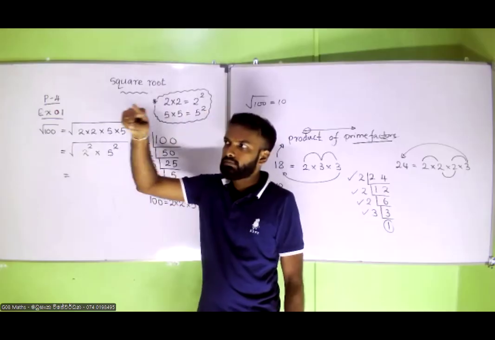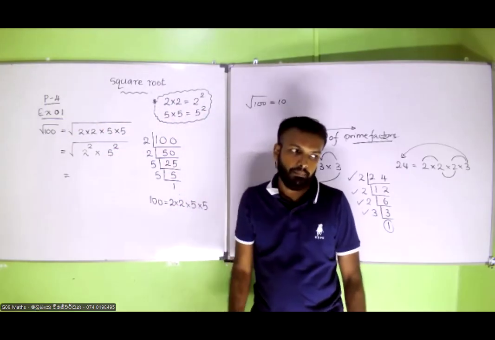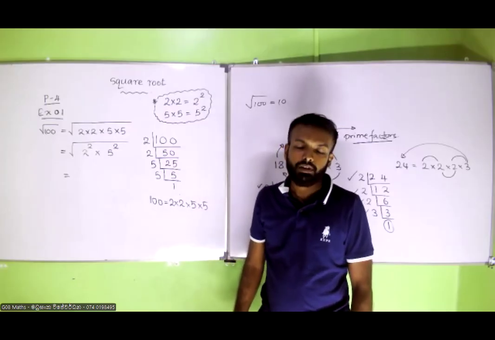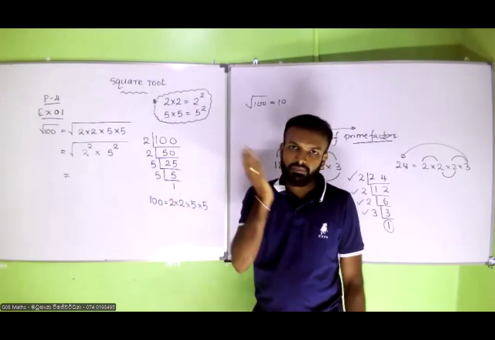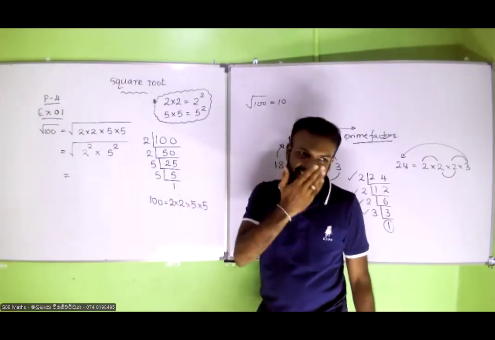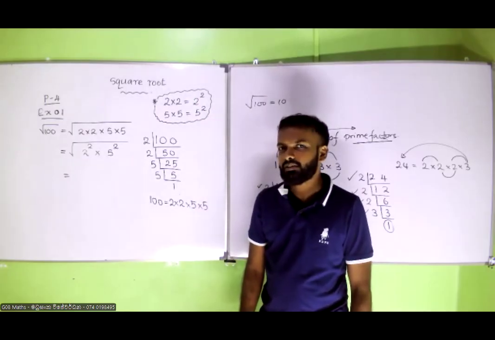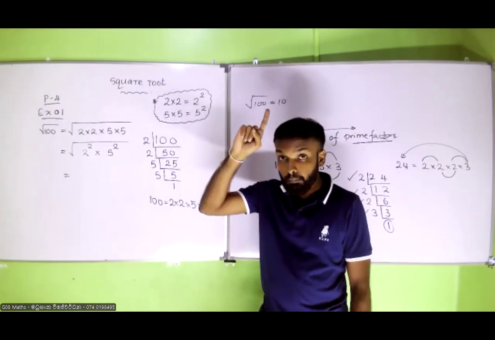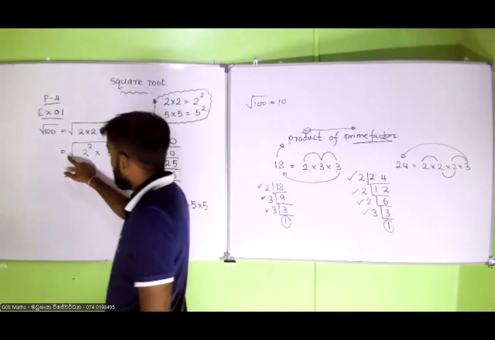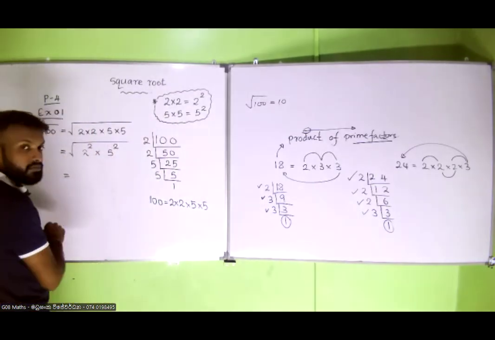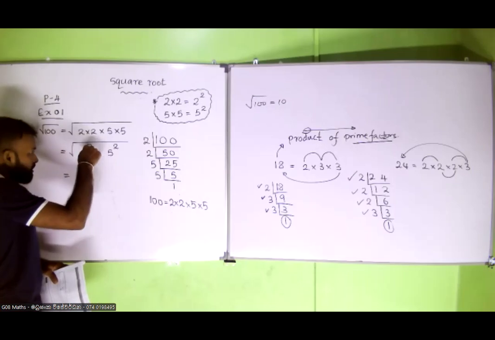What is the meaning of that? Square root. What is the other name? Katta, right? So what are you going to cut? Power 2. You are going to cut power 2, right? So this is the long katta, the long knife. You are going to cut this 2 and this 2.